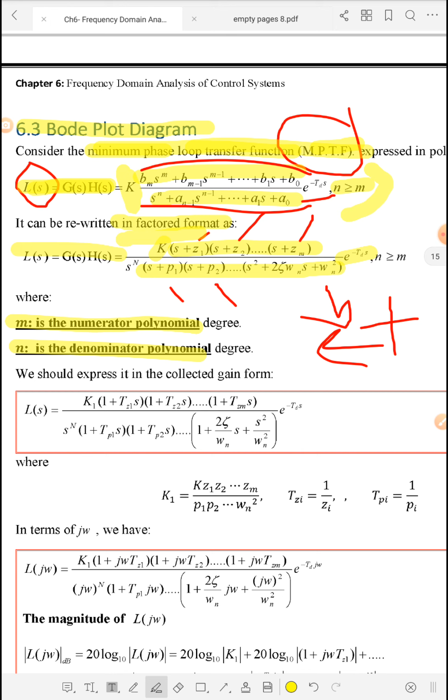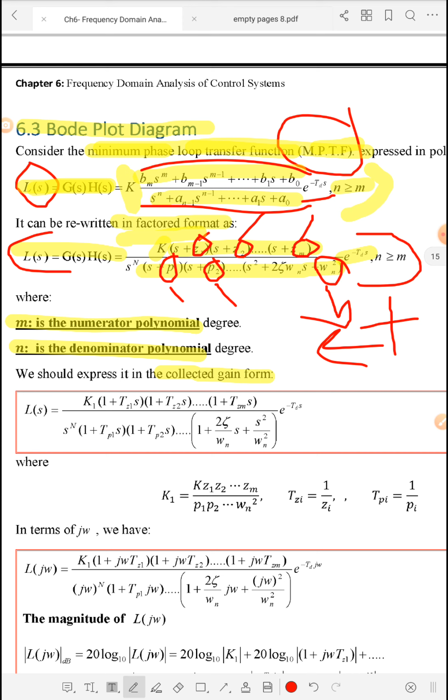And we want to express this polynomial, after writing it in the factored form, into what we call the collected gain format. What is the collected gain format? It means that we should take out z1 from here, z2 from here, zm from here, as a common factor. And p1, p2 from the denominator, till omega n squared, we should take them out.